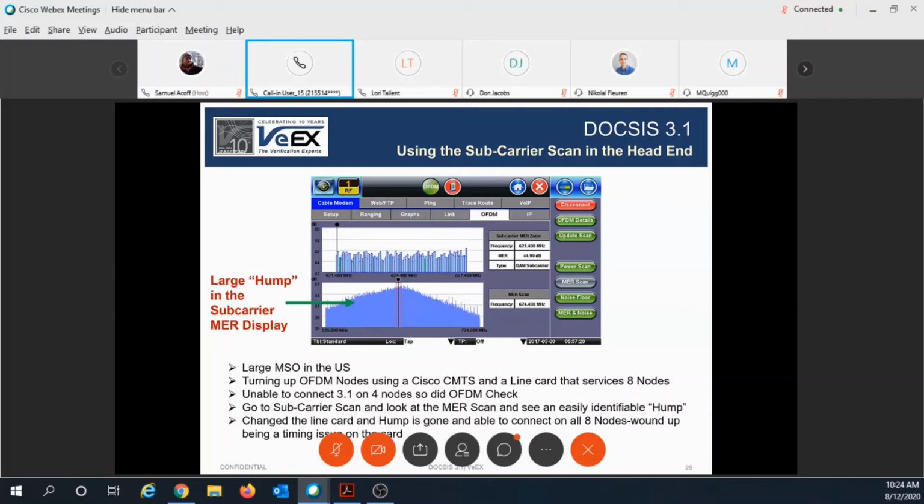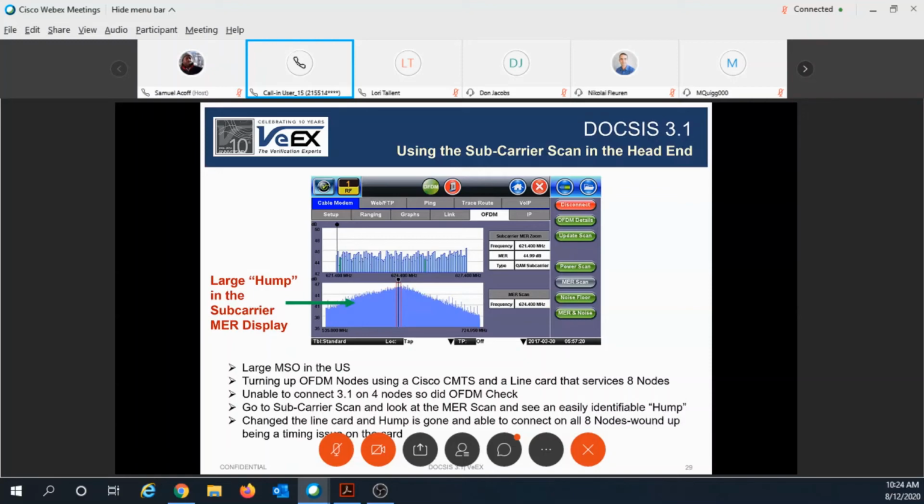I had a customer who had his OFDM at about 870 to about 930 something, and he was getting low throughput doing a speed test. He was getting about 200 meg down. What ended up happening was we had him lock in 3.0 mode, and he was getting about 600 megs.